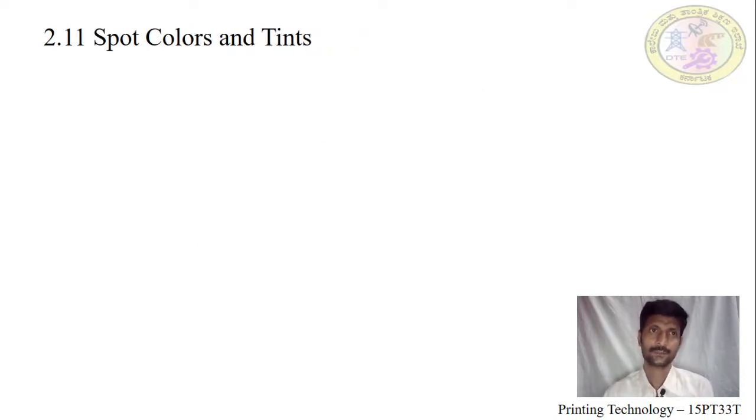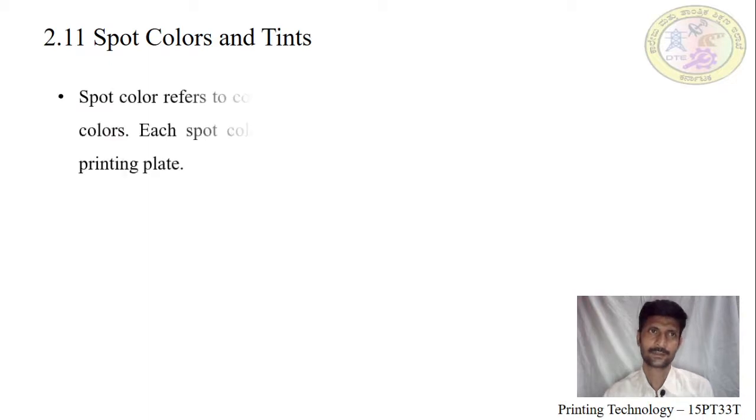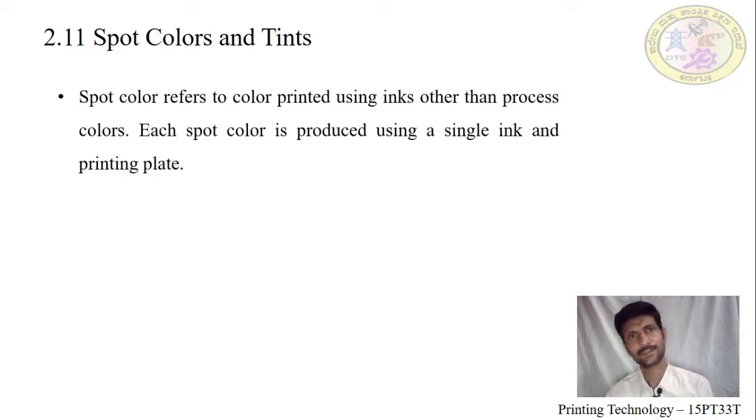Next, what are spot colors and tints? Spot colors refer to colors printed using inks other than process color. It is also called a special color, which is made up of a single pigment of an ink, which uses only a single plate to print that single color.